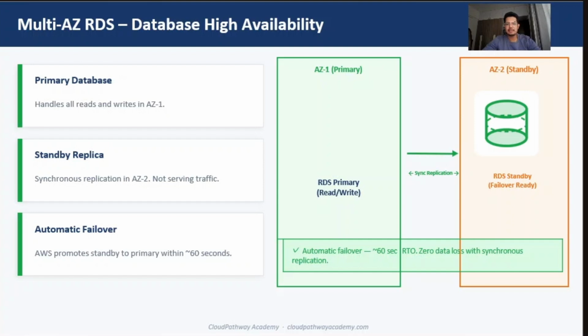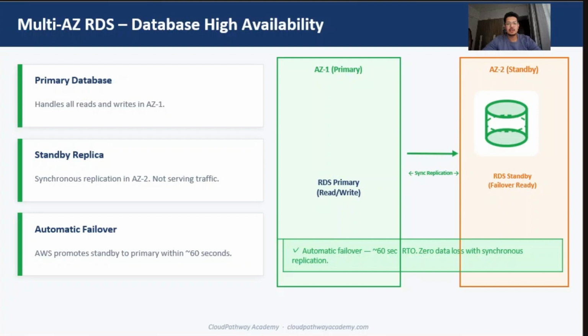If the primary database fails, whether hardware failure, AZ outage, or network issue, AWS detects the failure and automatically promotes the standby to primary. Your application's connection string points to a DNS endpoint that AWS updates. The failover completes in approximately 60 to 120 seconds with no manual intervention. For production systems, this is non-negotiable. No serious production database runs on a single instance.